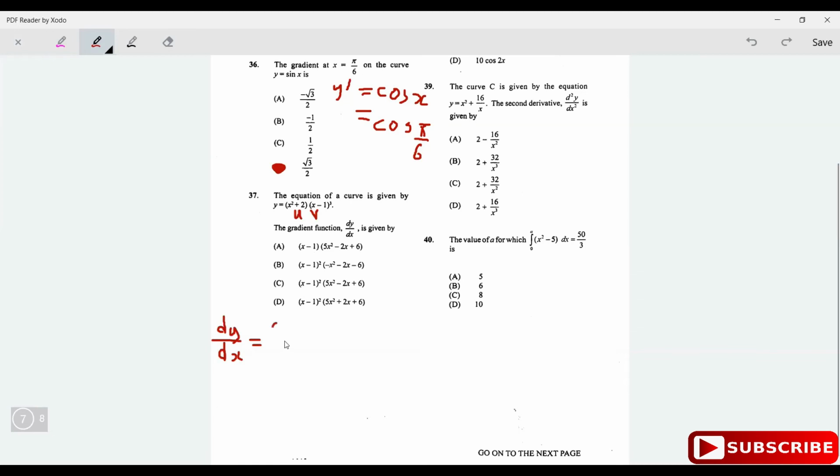So write back your v first. So it's x minus 1 cubed times du, which is the derivative of x squared plus 2, which is 2x. So that's v du plus u dv. Your u is x squared plus 2, so you have x squared plus 2.